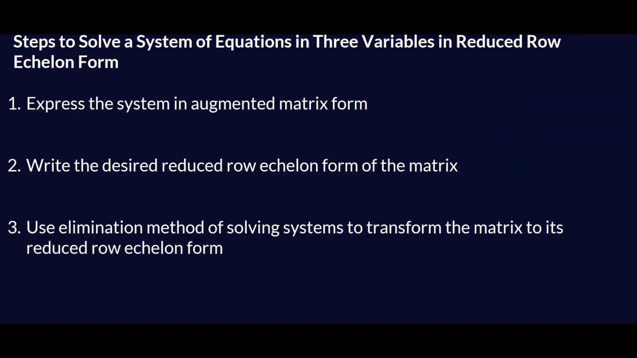Now the thing is, how do we go ahead and use the reduced row echelon form to solve a system of equations in three variables? The first thing we're going to do is to express that system as an augmented matrix. And then we will write the desired reduced row echelon form of the matrix. Using the elimination method of solving systems, we will transform the augmented matrix to its reduced row echelon form. So let's see what all of this means when we have some examples.